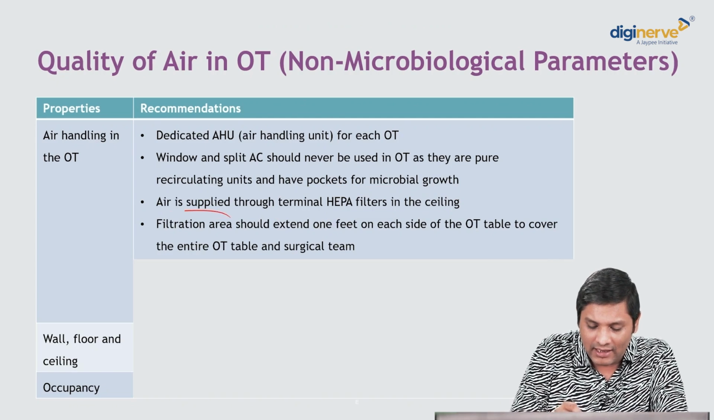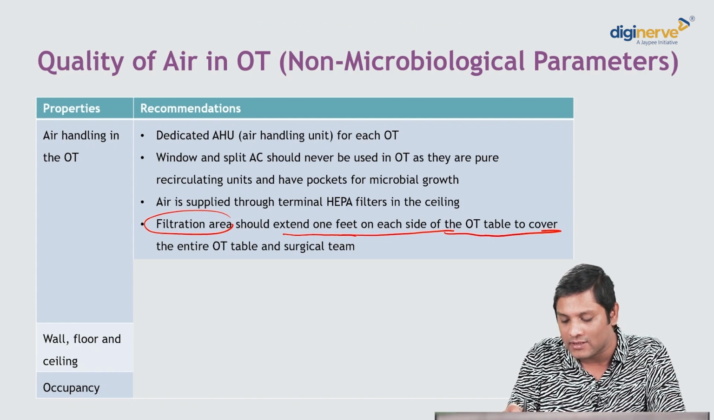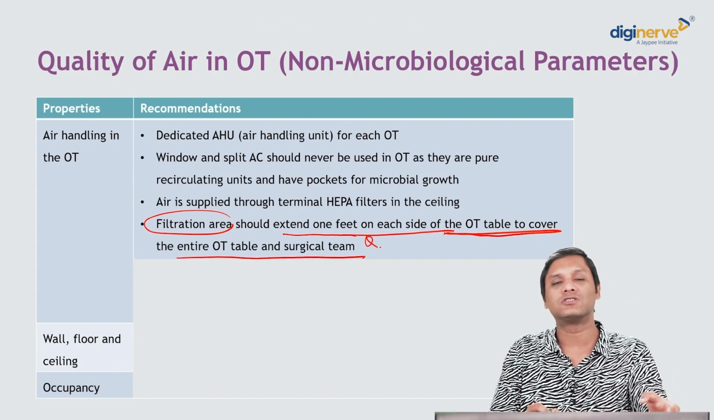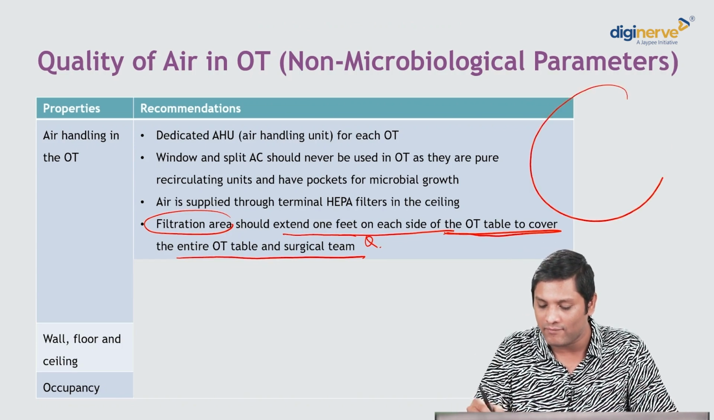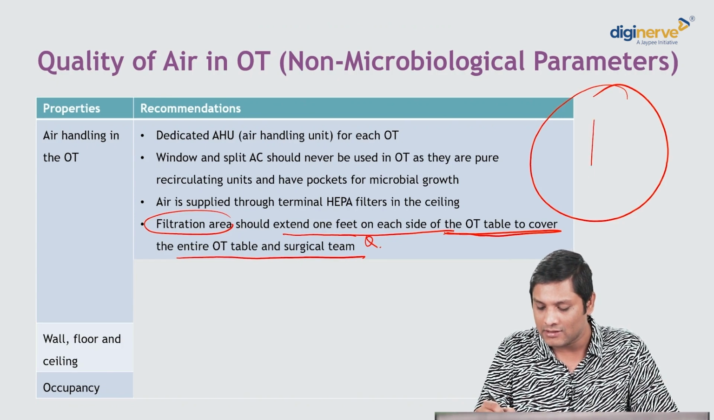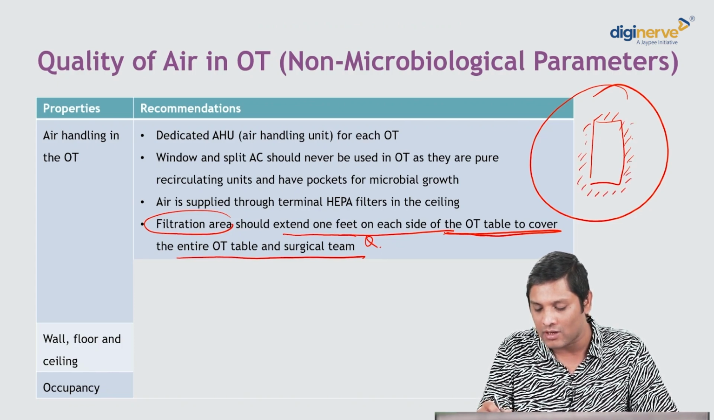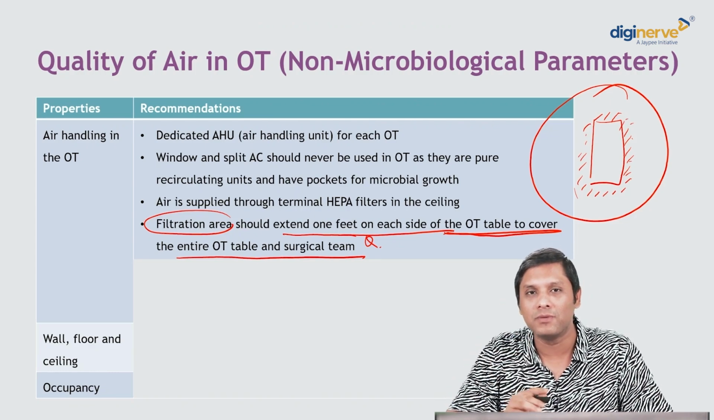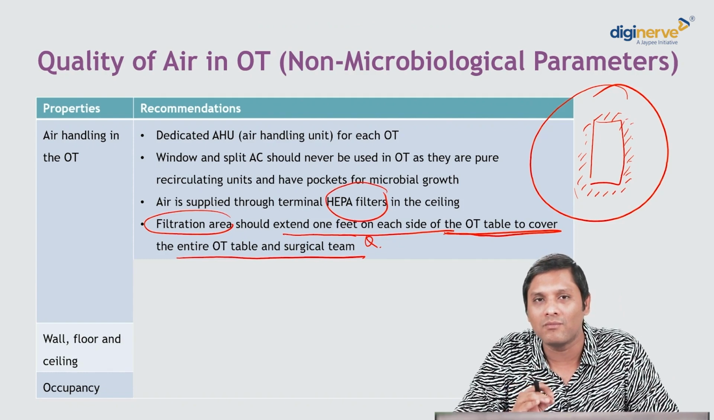Then the filtration area also, they say that it should extend 1 foot on each side of the operation theater table to cover the entire OT table as well as the surgical team, because the surgical team also will stand next to the OT table. So if this is the operation theater, this is the OT table, then the OT table as well as a little surrounding of the OT table, 1 foot area surrounding the OT table, this is the area in which the air coming to this area must be filtered. Okay, so that filtration is done by use of a terminal HEPA filter.